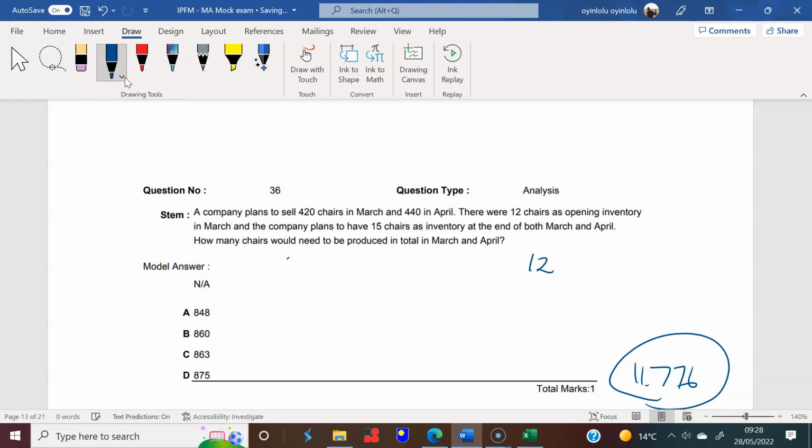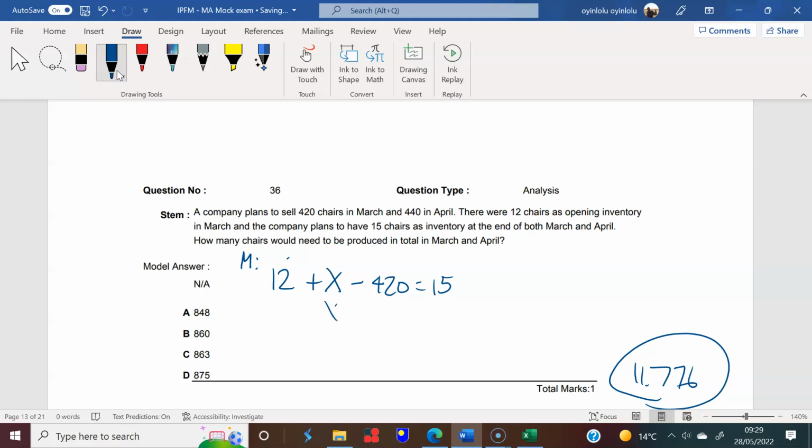So you're making chairs. You have an opening inventory of 12 chairs in March, and the company's planning to have 15 chairs. Let's just do March first. At the end of March, you're planning to have 15 chairs, but you're hoping to sell 420 in March. So if you're going to start with 12, you need to produce a certain number of chairs in March, then sell 420 and then have 15 left. So the question here is, how many chairs do you produce?